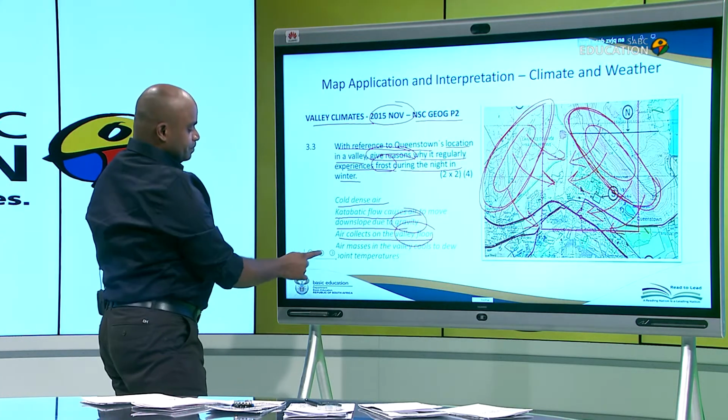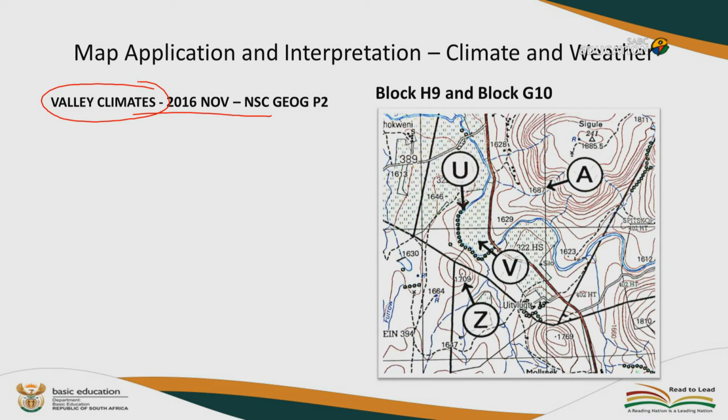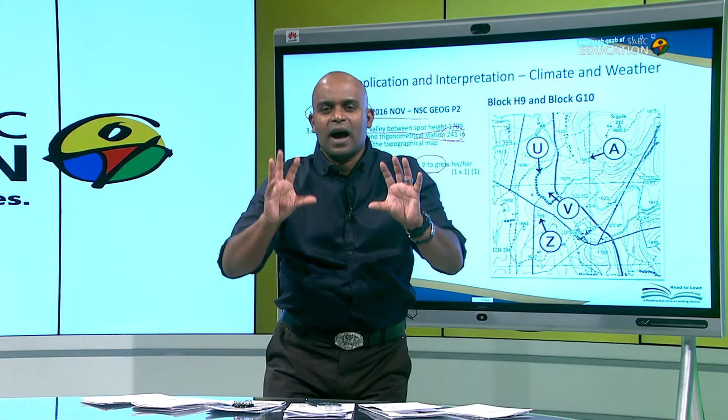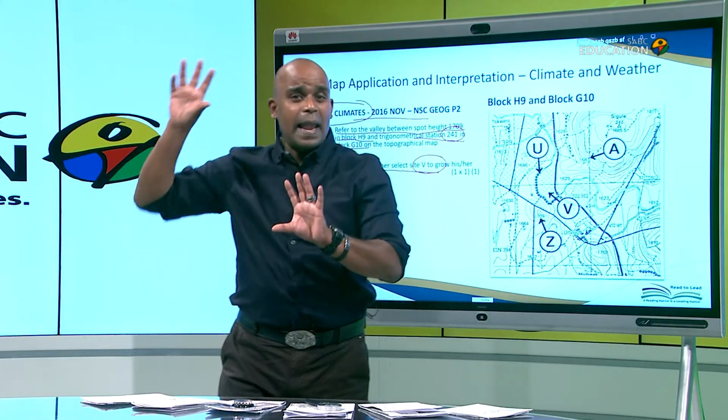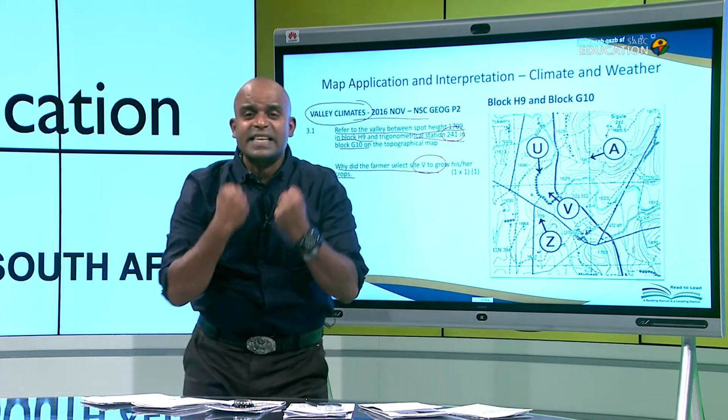The next question was in 2016, and again note the examination of valley climates. And in this particular example, we had the following. Refer to the valley between spot heights 1709 in block H9 and the trig station 241 in block G10 on the topographical map. Why did the farmer select V to grow his crops? Notice, matrix, how the examination language changes, but the concept remains the same. We are still examining valley climates.